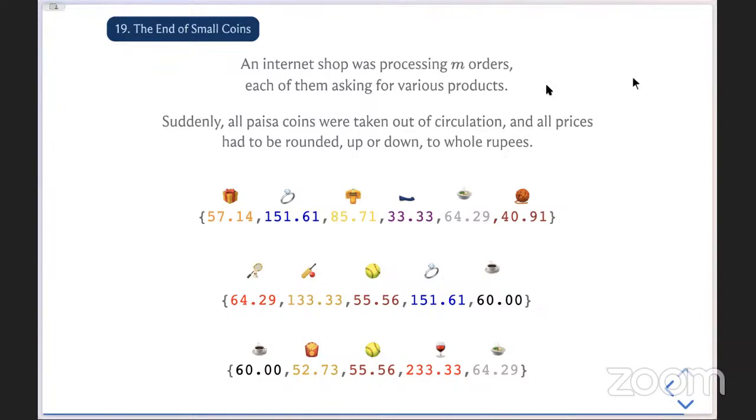If you only cared one way, I suppose you could just round everything down, and then I think the shop owner would have to incur a large loss potentially.